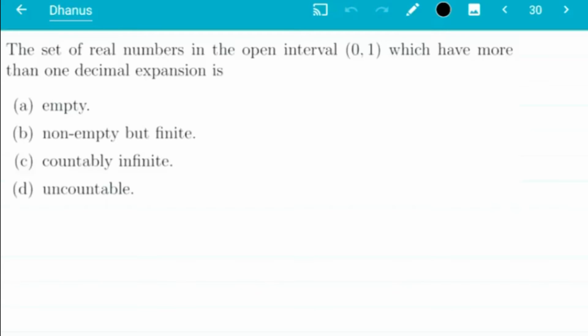Yeah, this is also a simple question that we may have learned in our elementary classes. The set of real numbers in the open interval (0, 1) which have more than one decimal expansion. First we can prove one thing. It's a simple thing you may have heard: 0.999... is equal to 1.